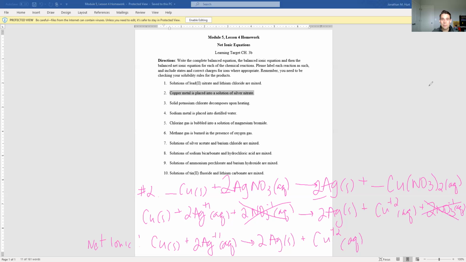And again, this is just basically more practice with writing formulas, okay? Make sure that you include your states of matter in each thing, and make sure that when you're breaking them up into ions, ions have charges. Make sure you include the charges there with them, okay?